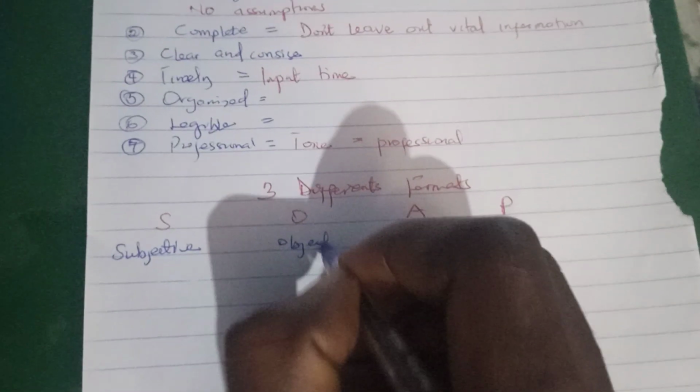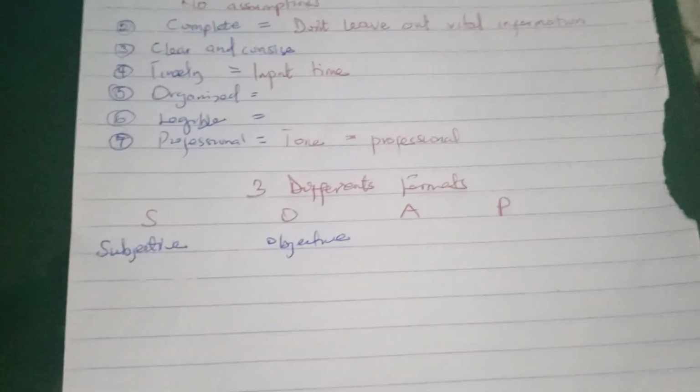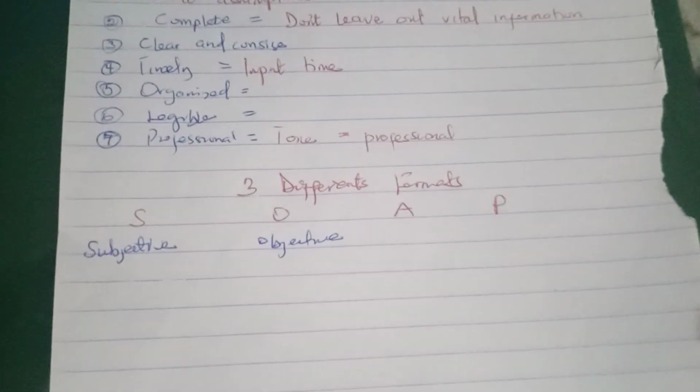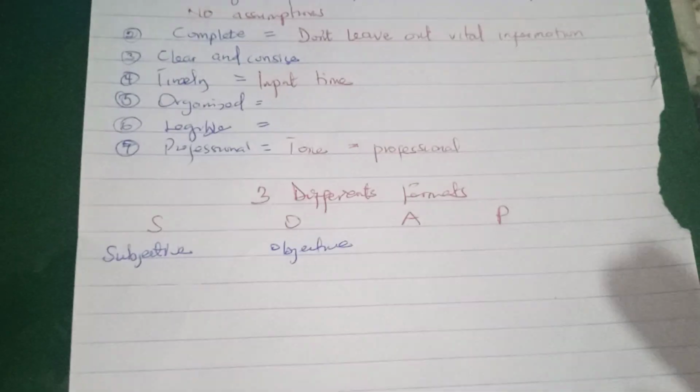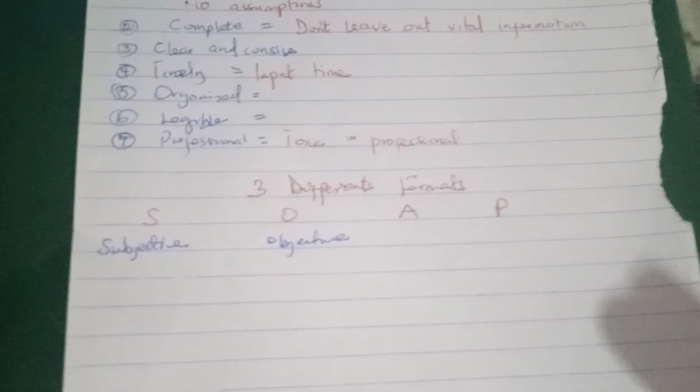The O stands for objective, and objective simply means what you observe and measure. So the vital signs, the physical examinations, the lab results, anything observable with the client.